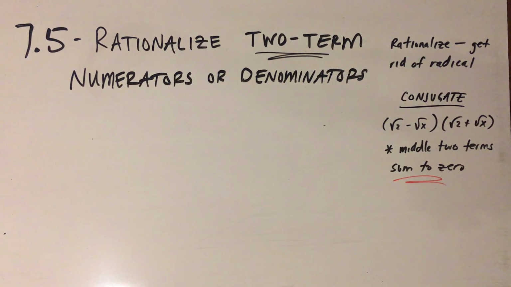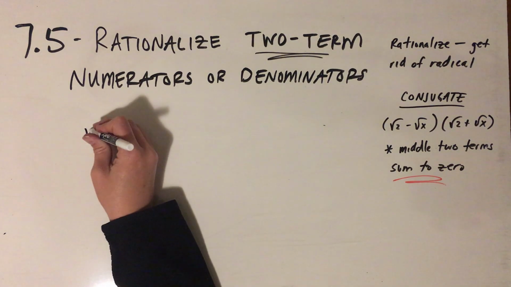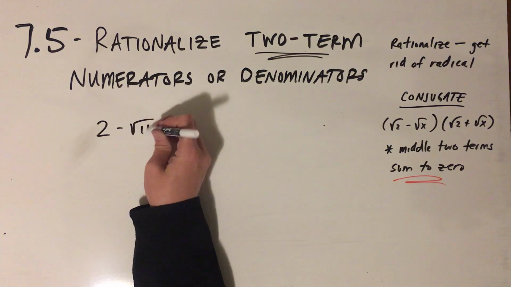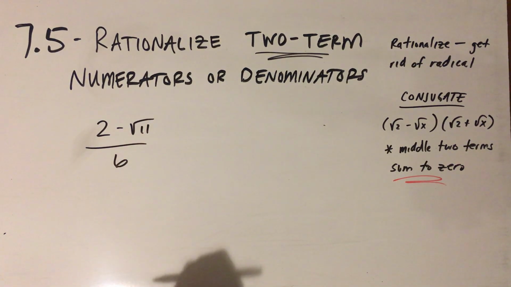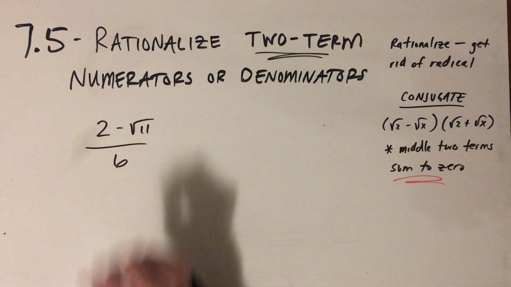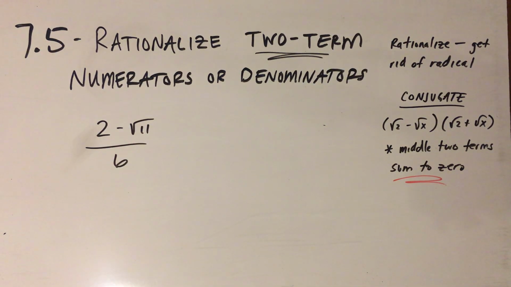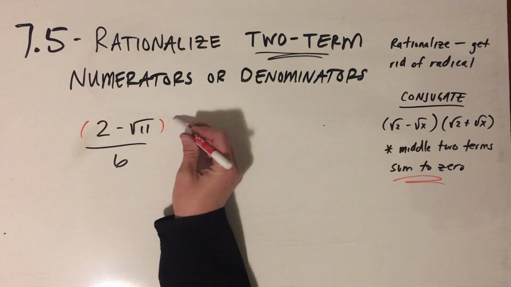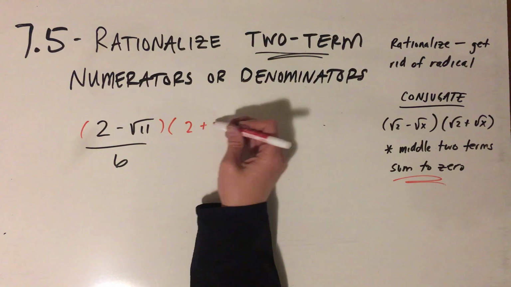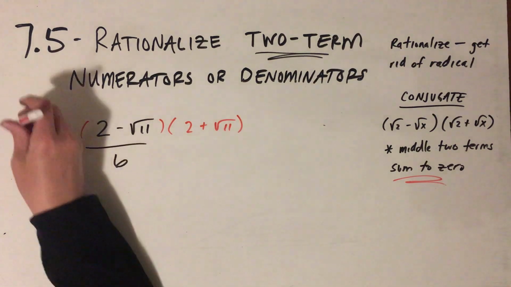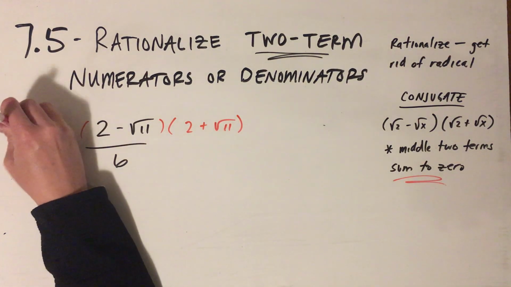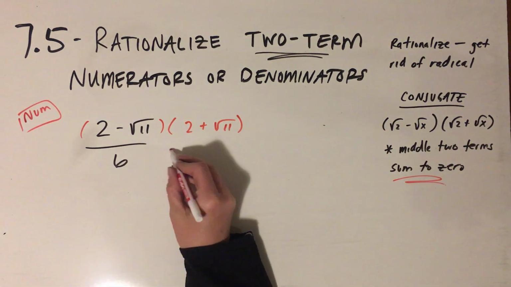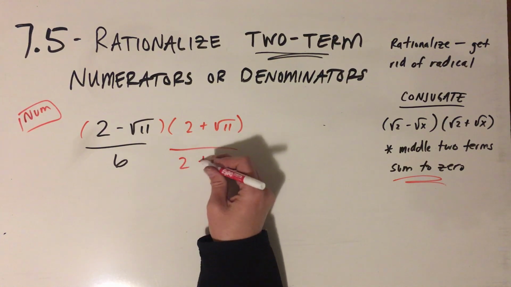Here, now this time my goal is to get the radical out of the numerator. Well, right now there's a 2-term numerator, and whenever I have 2 terms, I have to use the conjugate. So I want to multiply by 2 plus the square root of 11. Again, this time we are rationalizing the numerator, so I'm trying to get that radical out of the numerator. Whatever I do to the numerator, I have to do to the denominator.